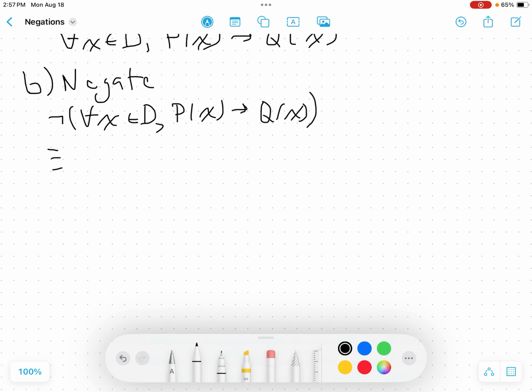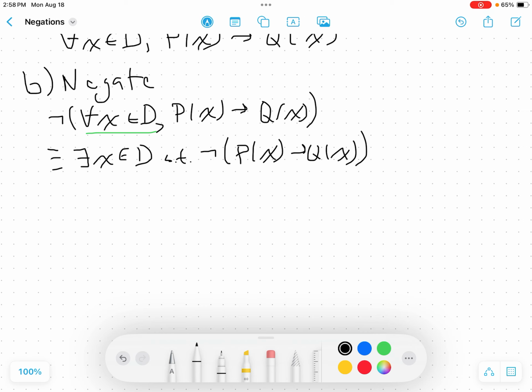Let's see. Our outermost layer here is our for all x in D part, and so I'll negate that. There exists an x in D such that not if P of x, then Q of x. Then I'm going to work on pulling that negation in there.